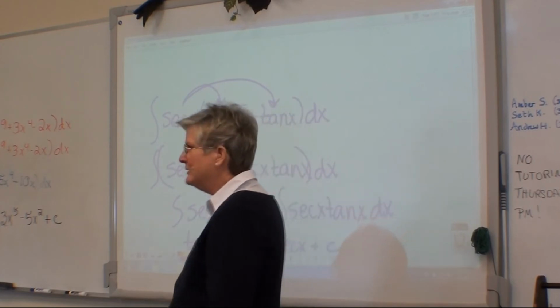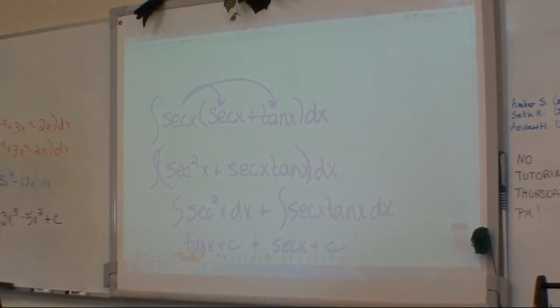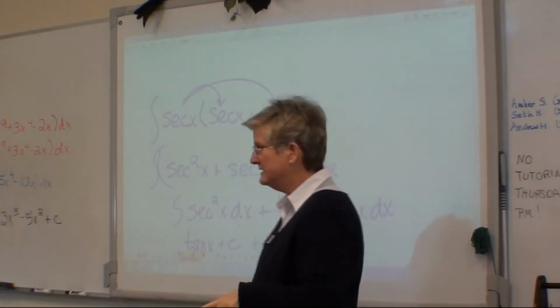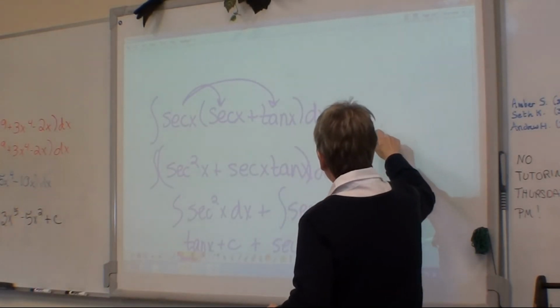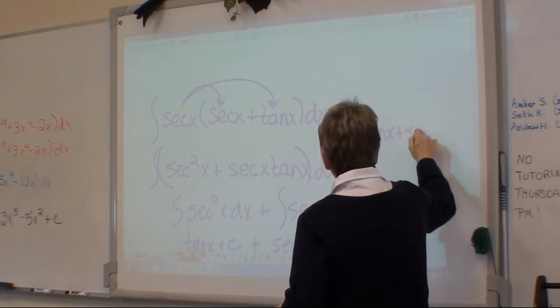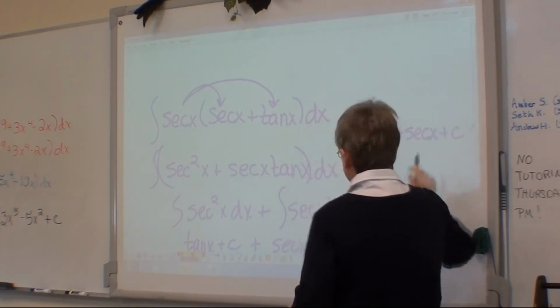Now, leave that on your paper like that, and I'm going to hit you with the orange bat. What is a constant plus a constant? A constant. So what is the answer to this problem? Tan x plus secant x plus c.